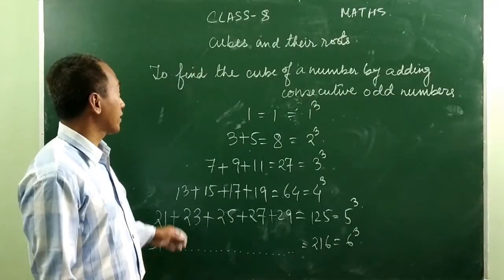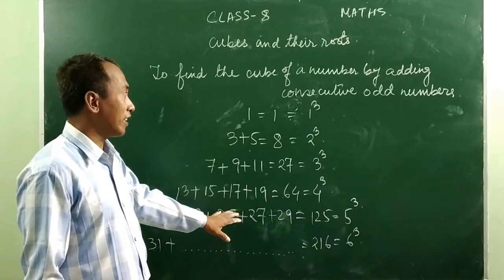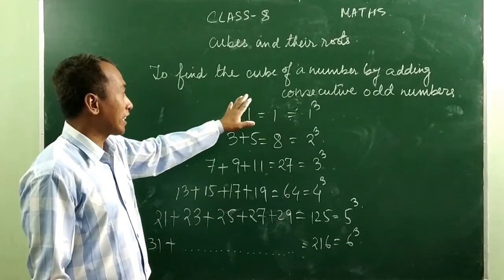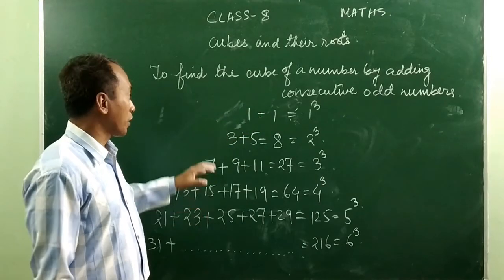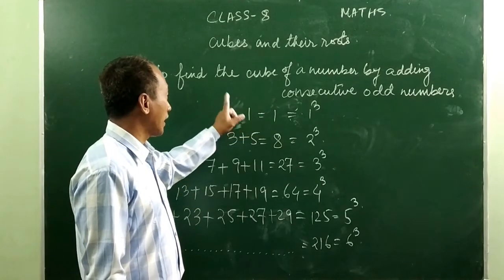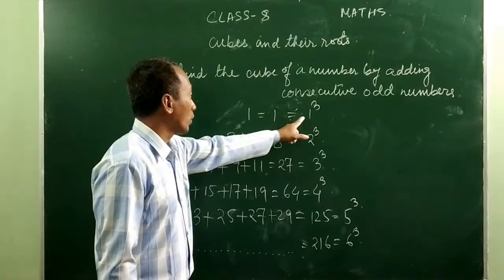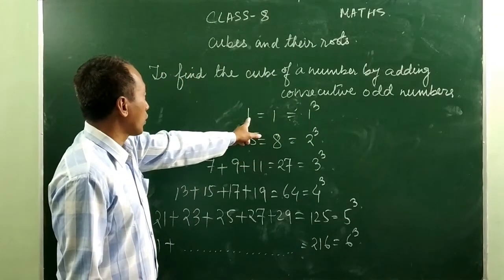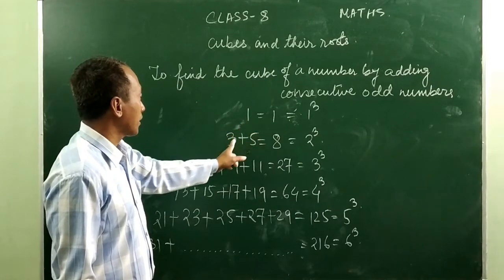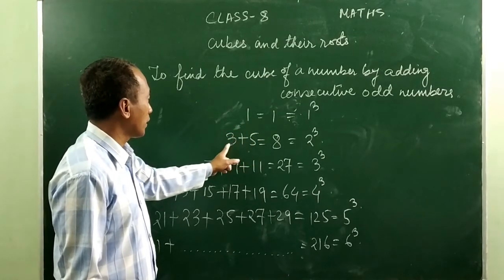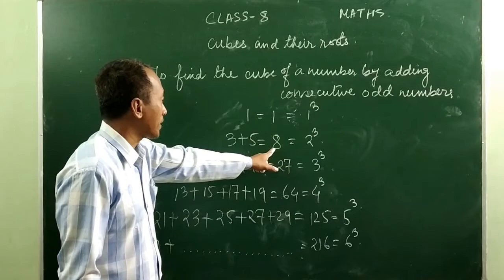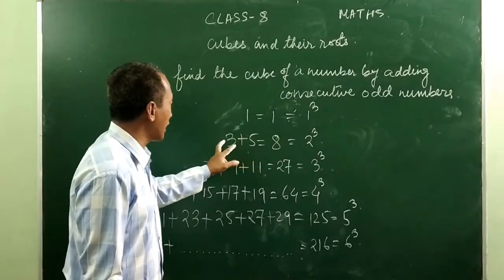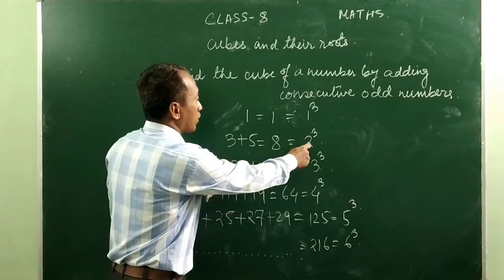Students, there are some interesting patterns to find the cube of a number by adding consecutive odd numbers. Here we are adding two consecutive odd numbers. The consecutive odd numbers after 1 are 3 and 5. You add 3 and 5, and it becomes 8. 8 is the cube of 2, and here we are adding only two numbers, so it is 2 cube.